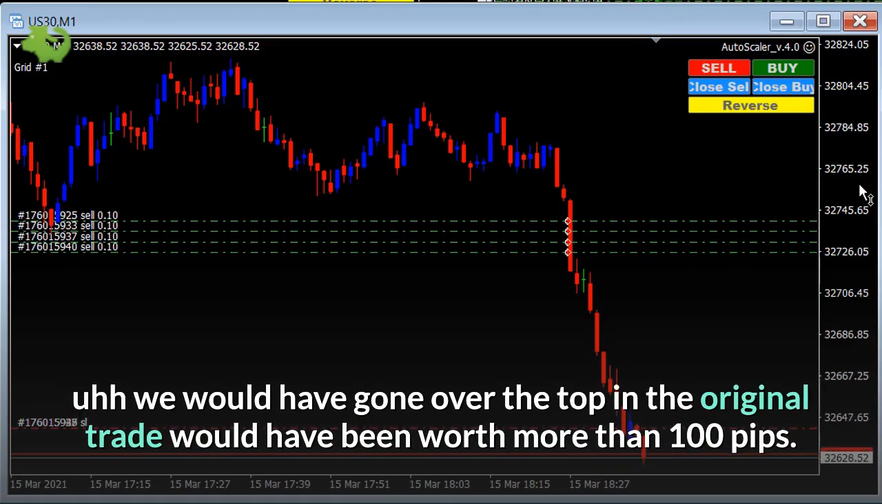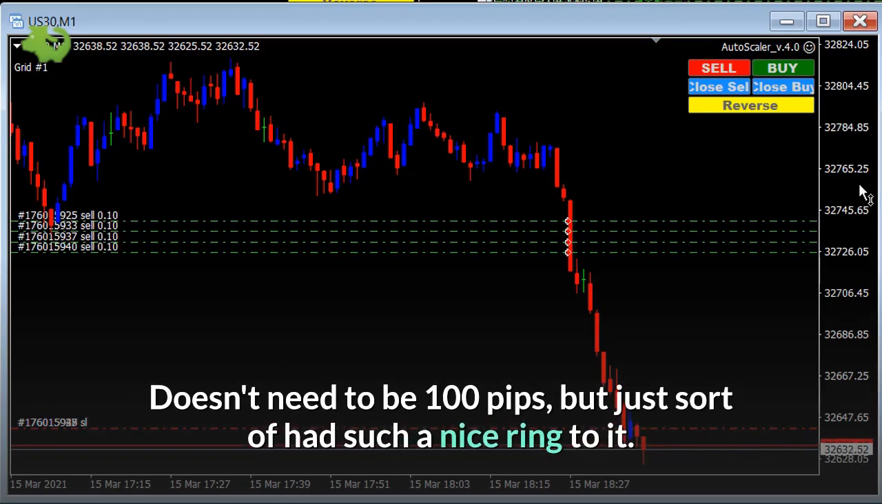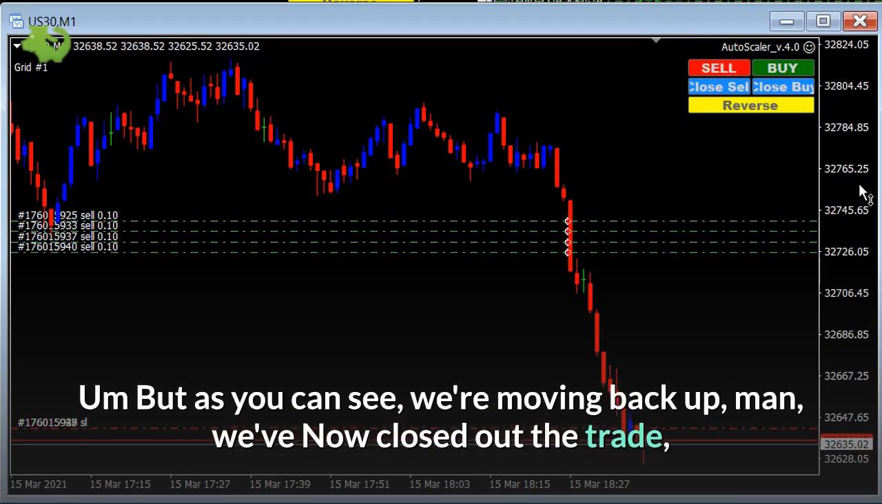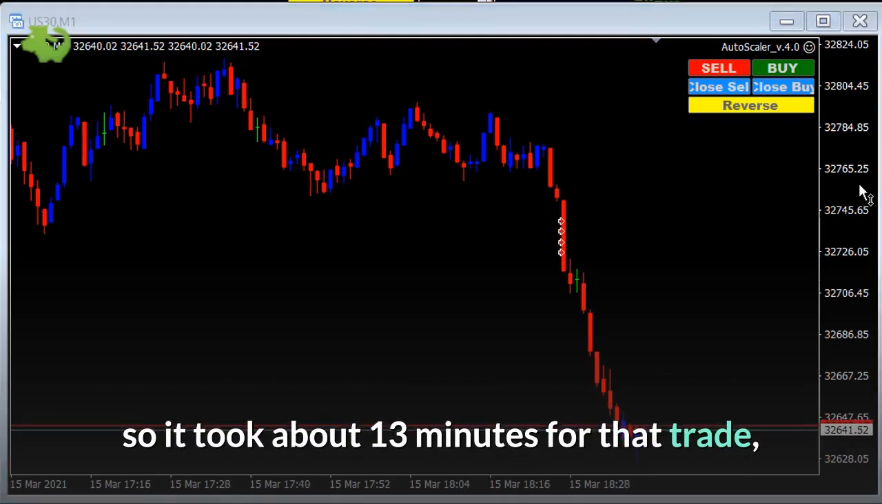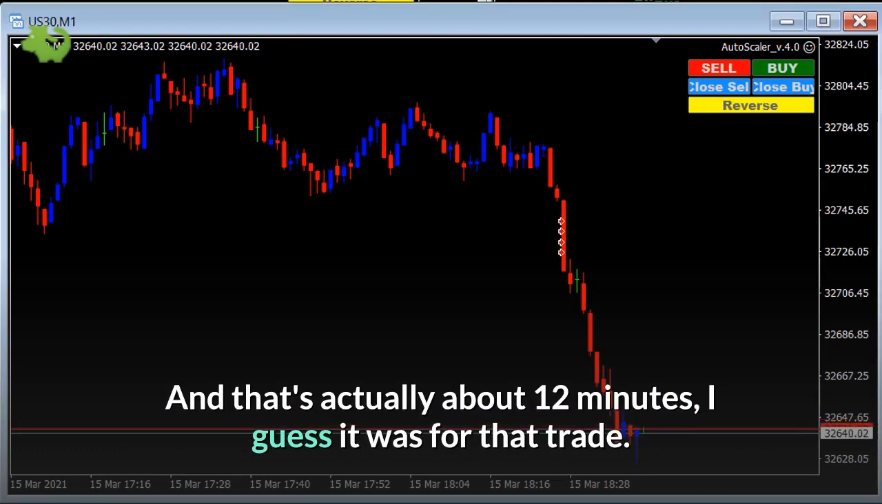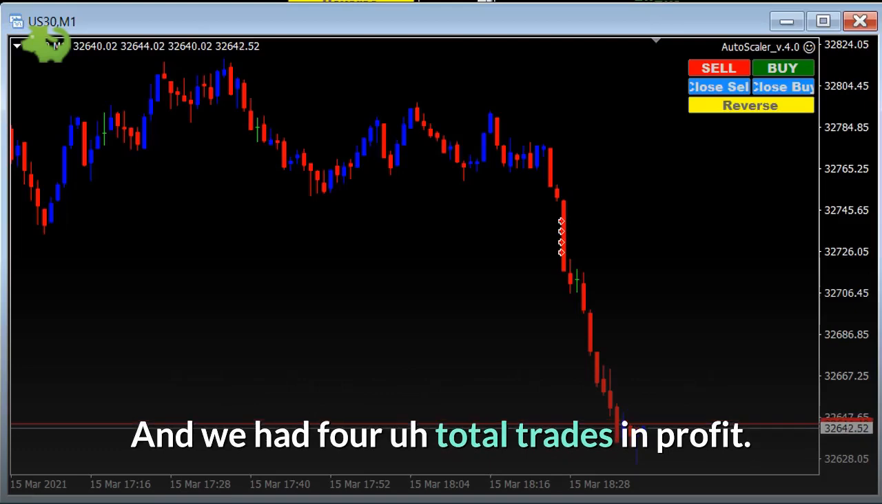and we would have gone over the top, and the original trade would have been worth more than 100 pips. It doesn't need to be 100 pips, but that just sort of has such a nice ring. But as you can see, we're moving back up, and we've now closed out the trade. So it took about 13 minutes for that trade, and no, it's actually about 12 minutes, I guess, and we had 4 total trades in profit.